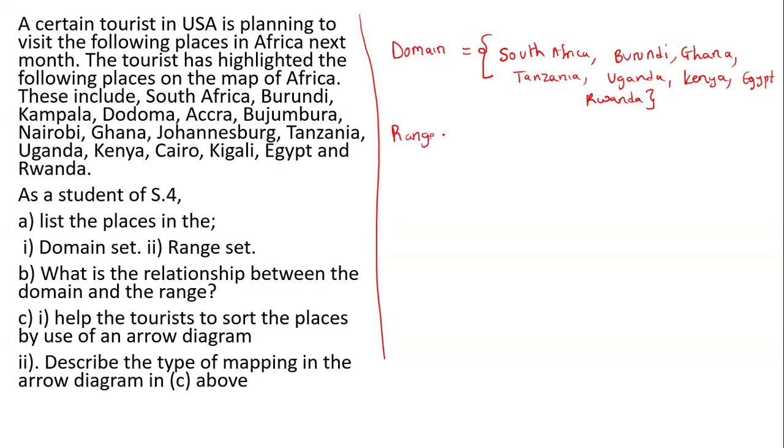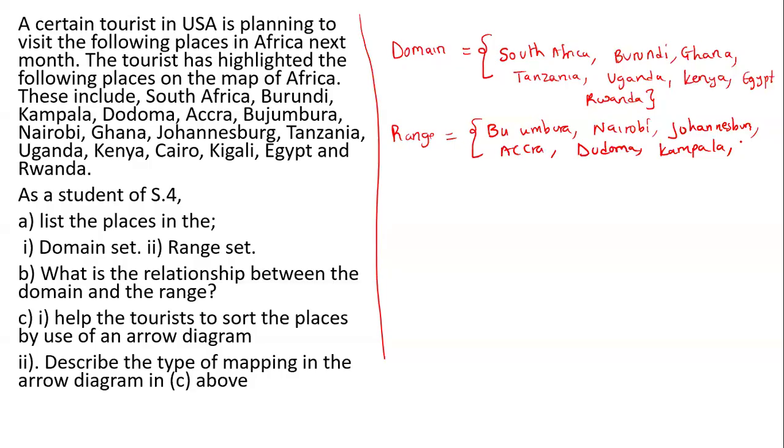We're going to have Bujumbura, Nairobi, Johannesburg, Accra, Dodoma, Kampala, Cairo, and Kigali. I think those are it.